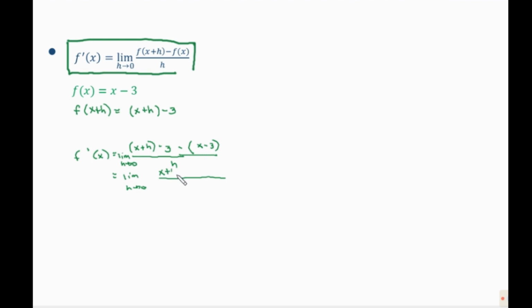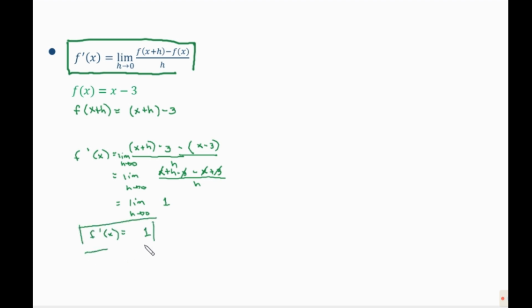X plus h minus 3 minus x plus 3, all over h. Now let's simplify. X minus x will be 0. Negative 3 plus 3 will be 0 as well. You will be left with the limit of 1 as h approaches 0. Why 1? H divided by h is 1. And let's substitute 0 for the value of h. Do you see any variable h here? Wala. So the first derivative of our function will be 1.